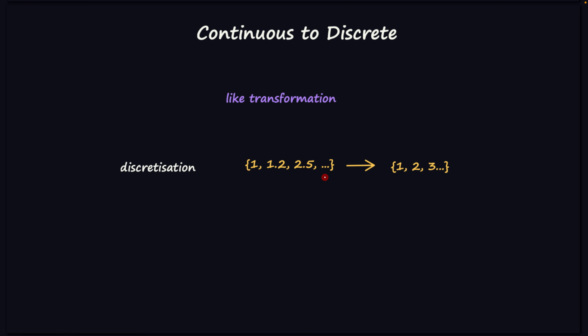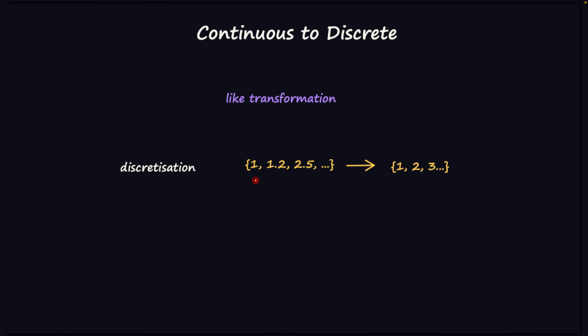Here we have continuous numbers. So this is basically a real value. So we have numbers like 1, 1.2 and so on. So this is a real number. And as part of discretization, we are converting this real number into an integer. Okay. So this type of activity is called discretization. Basically, we are converting these real numbers into a discrete set of integer numbers.